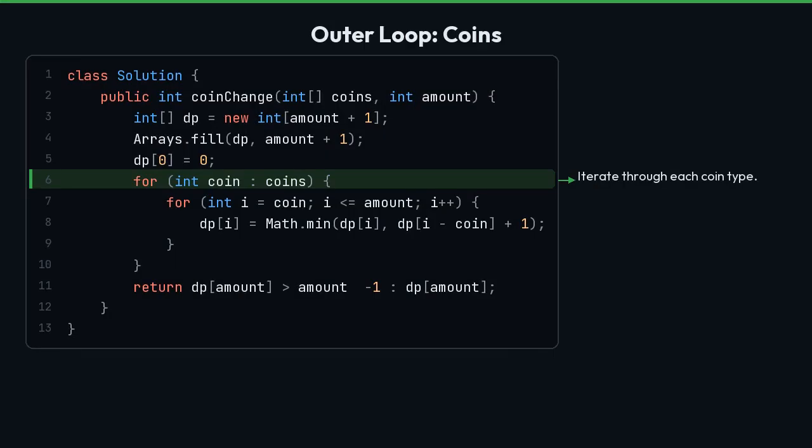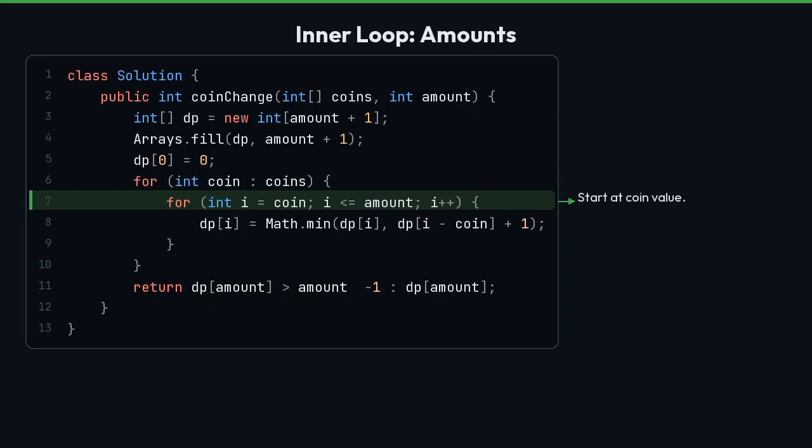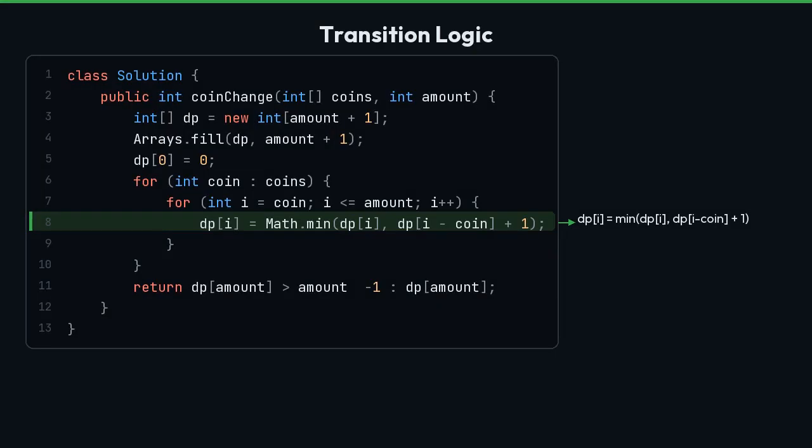We iterate through each coin denomination in the outer loop. The structure ensures we consider the effect of adding one specific coin type across all possible amounts. The inner loop runs from the current coin value up to the total amount. We only start at the coin value because we cannot use that coin to form a smaller amount. We update the current cell by taking the minimum of its existing value or 1 plus the value at index i minus coin. This step decides whether including the current coin yields a better solution than what we already found.